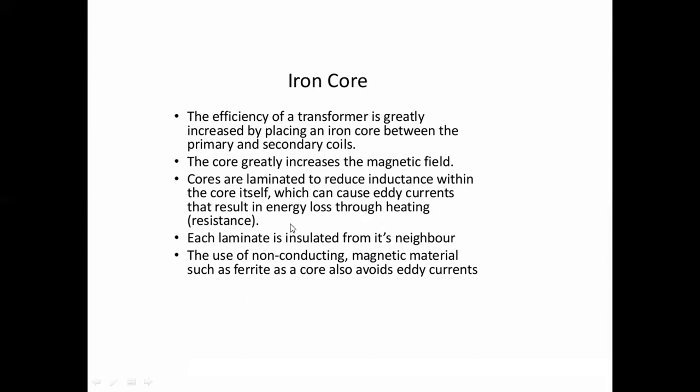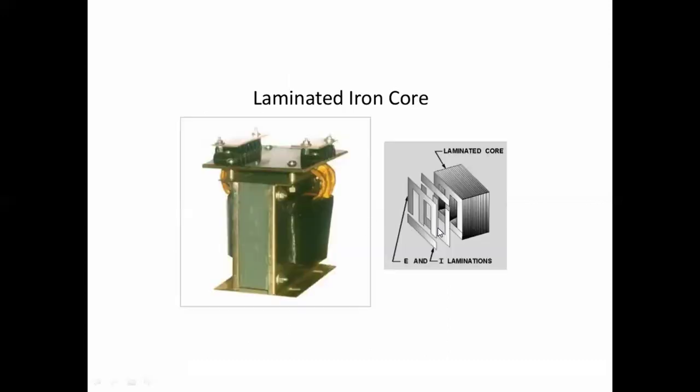So eddy current loss: eddy current will cause heating, and unnecessary heating will increase the resistance of the coil. That is why we use lamination, and we keep each disc or iron strip separate from the other by means of the lamination. Here, these are the laminations, so they are separated from each other. So eddy current will be minimized.